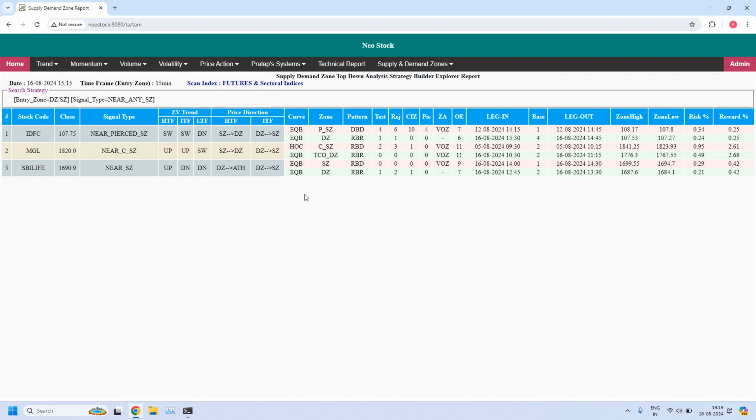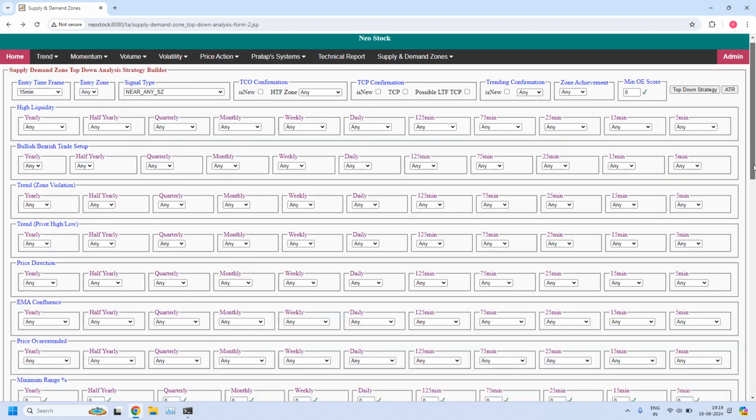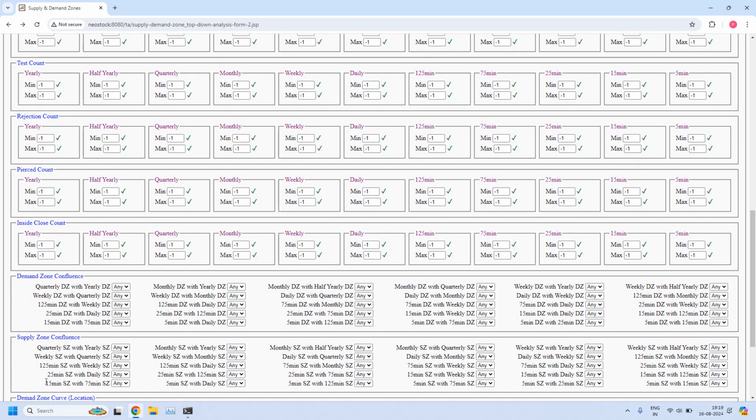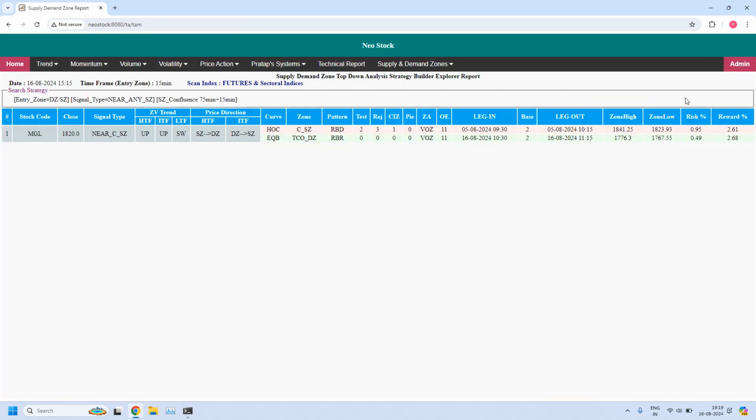Let us check any of these stocks are having confluence with ITF time frame, that is 75 minutes supply zone confluence. So 15 minutes supply zone with 75 minutes supply zone enabled. Let's filter. So one stock is filtered. MGL is having confluence. 15 minute zone is having confluence with 75, and moreover it is a high liquidity zone.